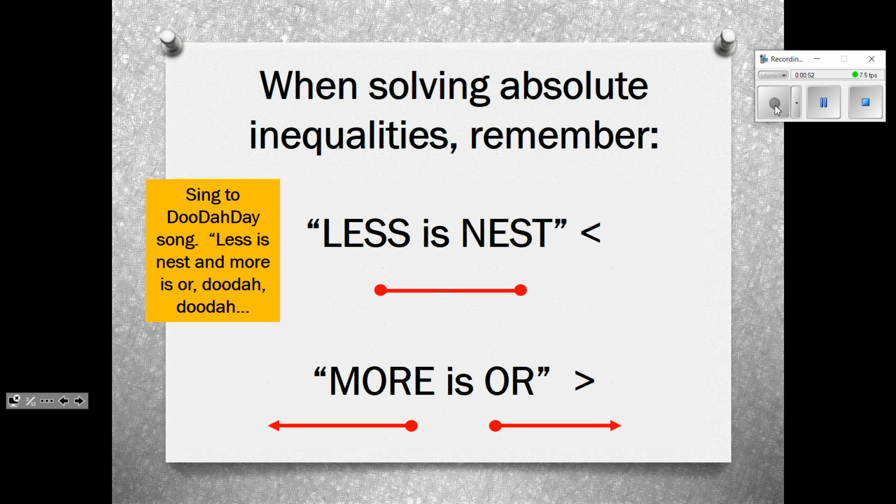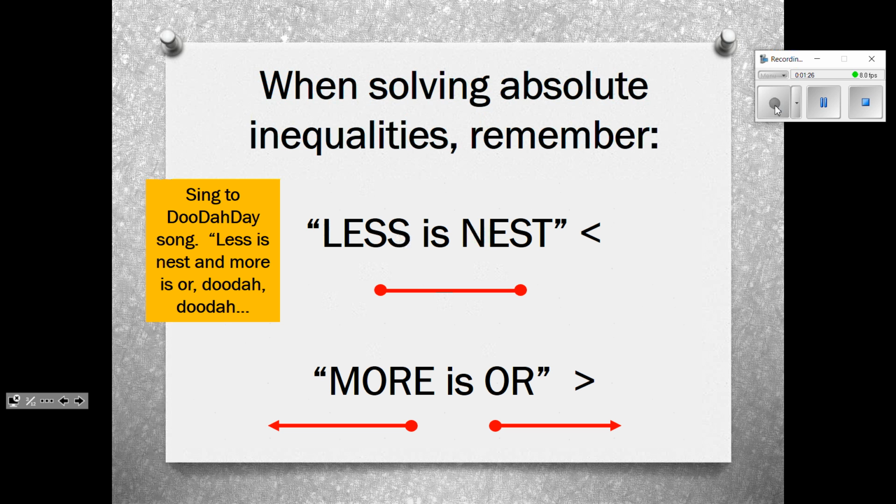So here's what it means. Less is nest is referring to the less than sign. When you have a less than sign, you know that the solution is going to have an end point, and all of the possible solutions are going to be in between 2 points, like you're making a nest for a bird. There's my lovely bird. And so this is what less looks like, a nest: 2 points that connect together.